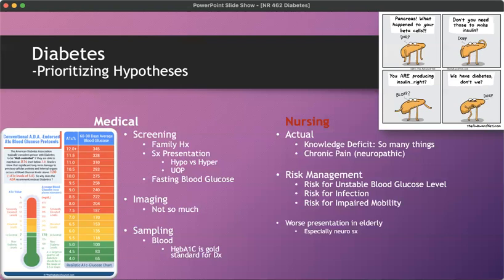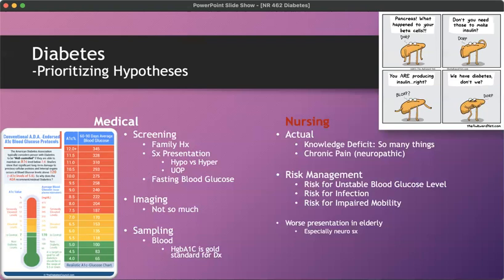On the risk management side, big risk for unstable blood glucose levels. This is kind of the definition of diabetes. So it's a big risk for anybody with diabetes. Risk for infection, we talked about that in relation to wound care, and risk for impaired mobility around those wounds as well.